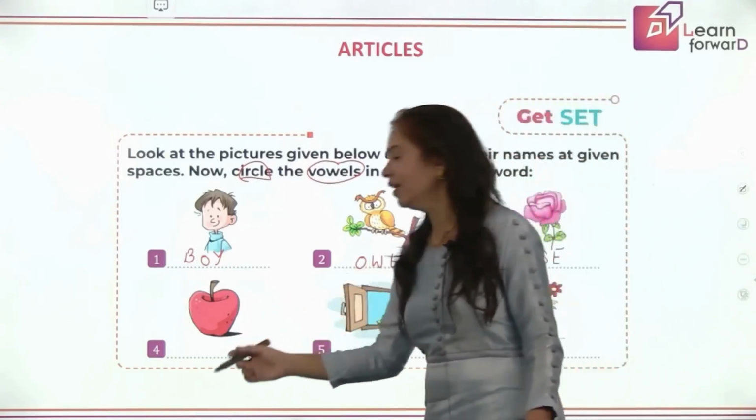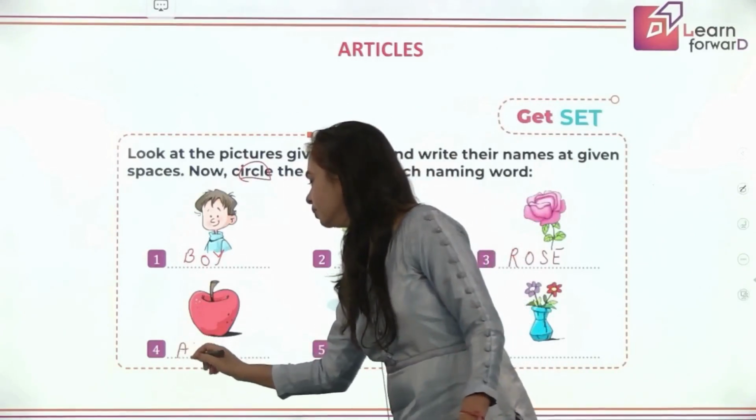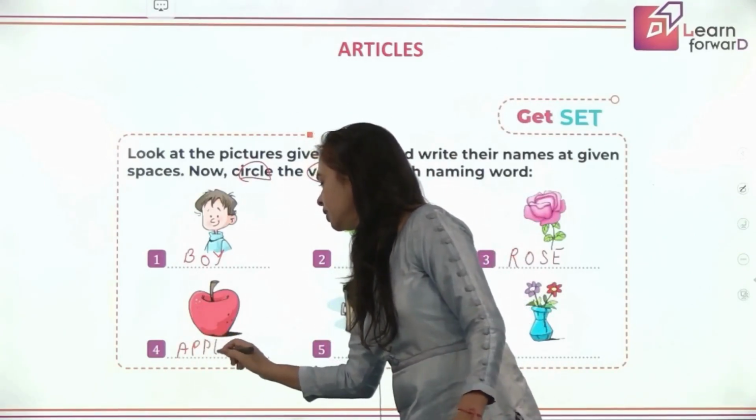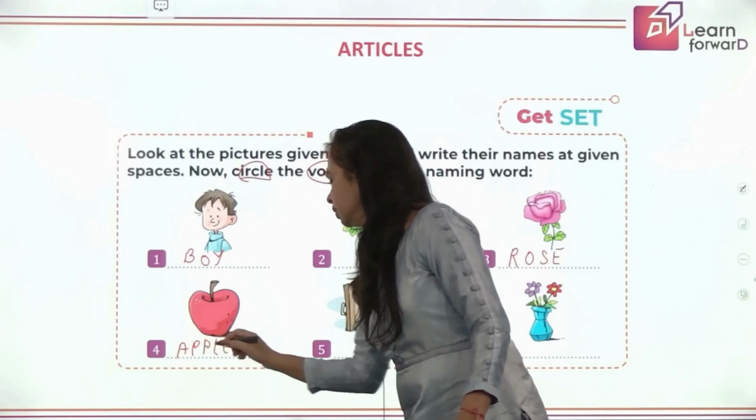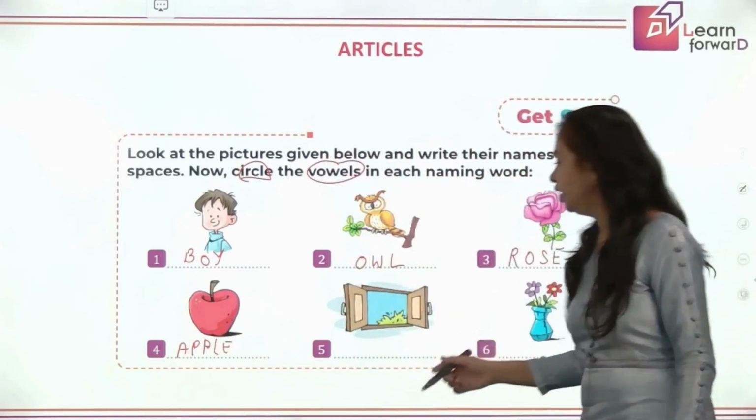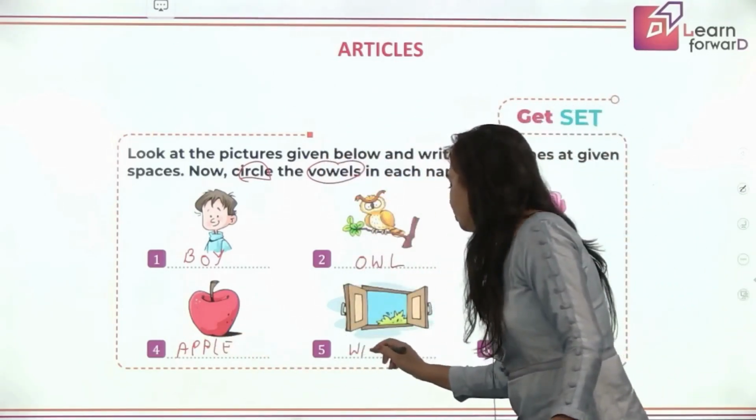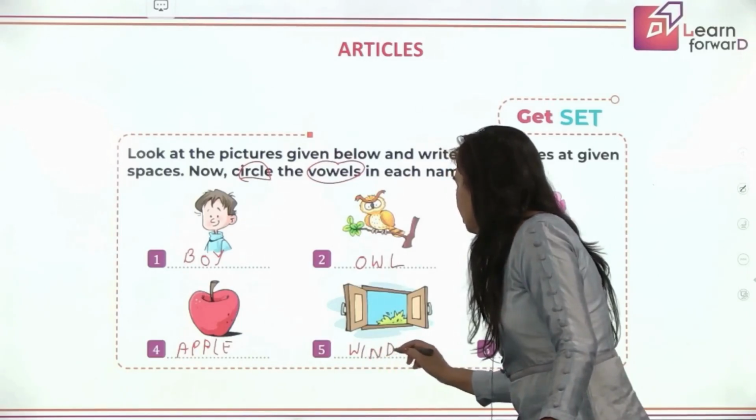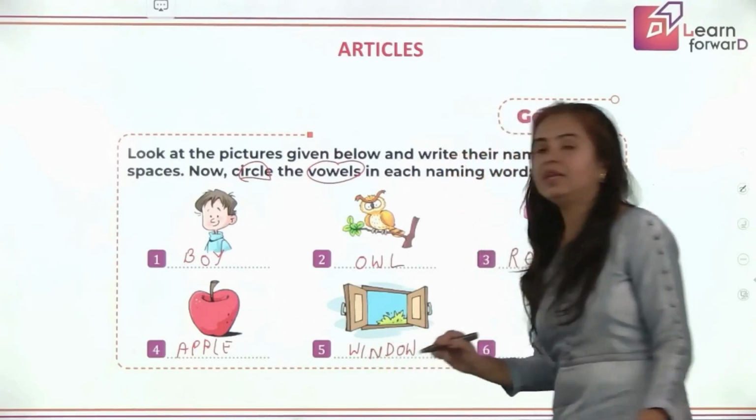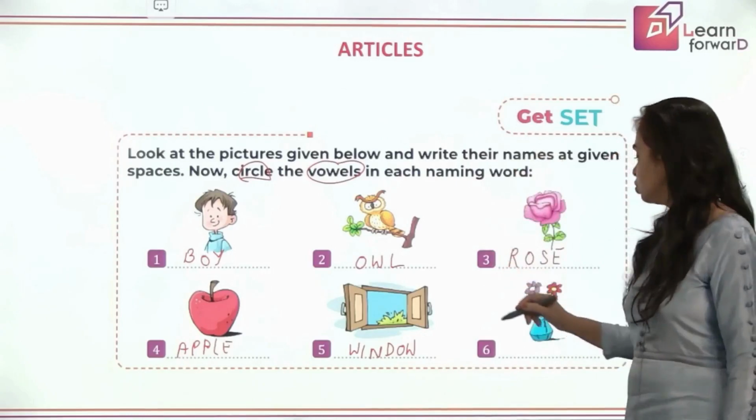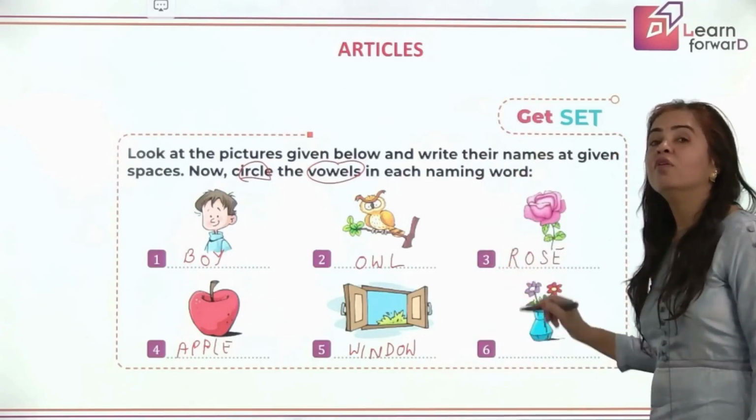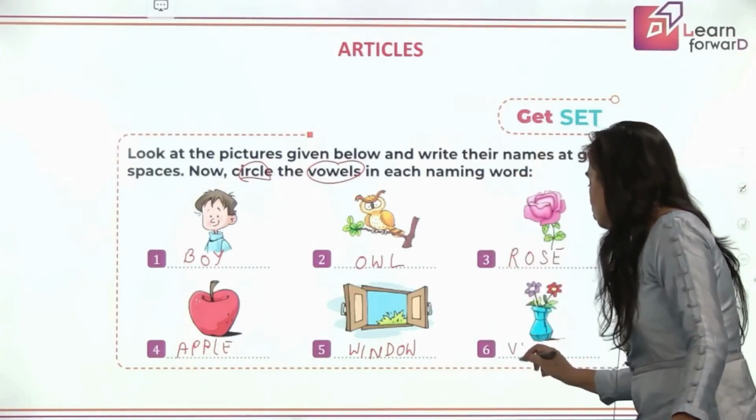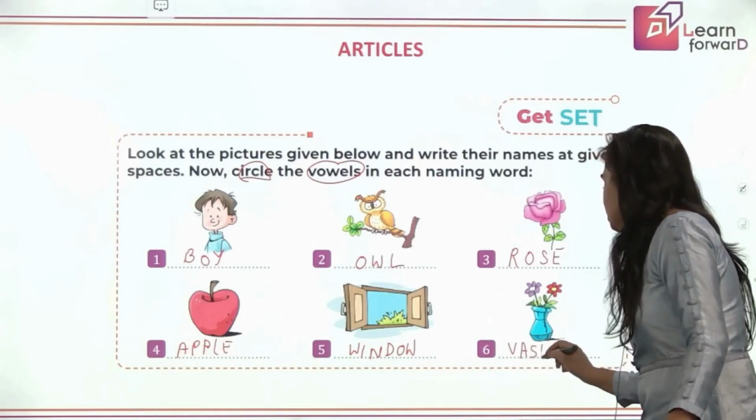Next is an apple. Next is a window. Very good. And you remember, I have told you how many vowels there are in the English alphabet. We'll quickly write those also. Now this is a vase. Very good. So this is V-A-S-E, vase.